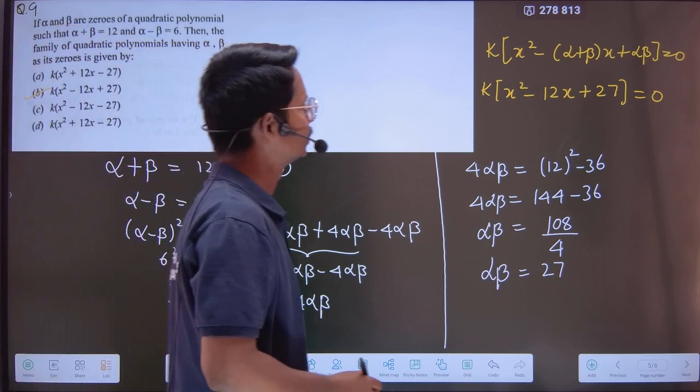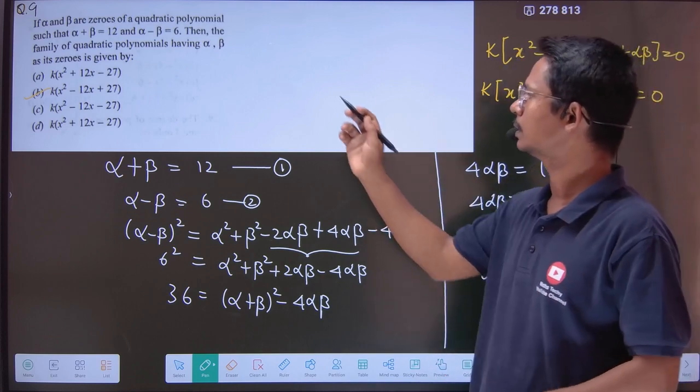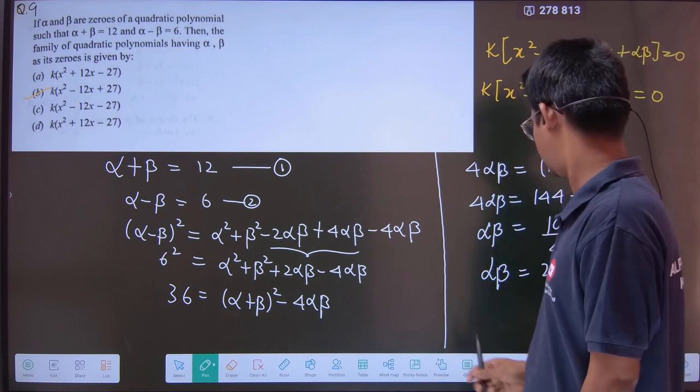Fine. So I have taken a polynomial equation, but for just a polynomial, there is no need to take it equal to 0. Okay, so next one.